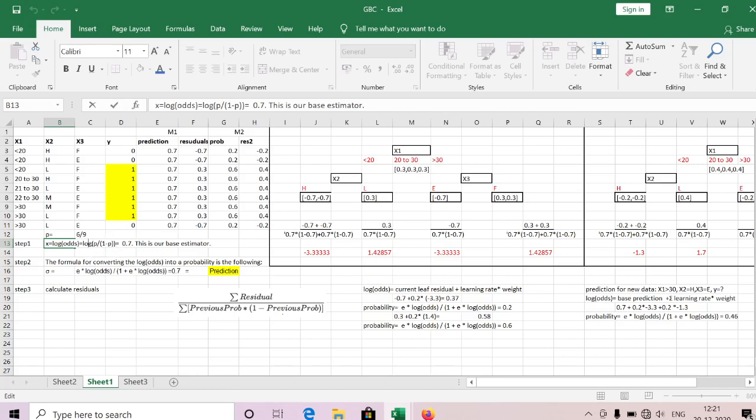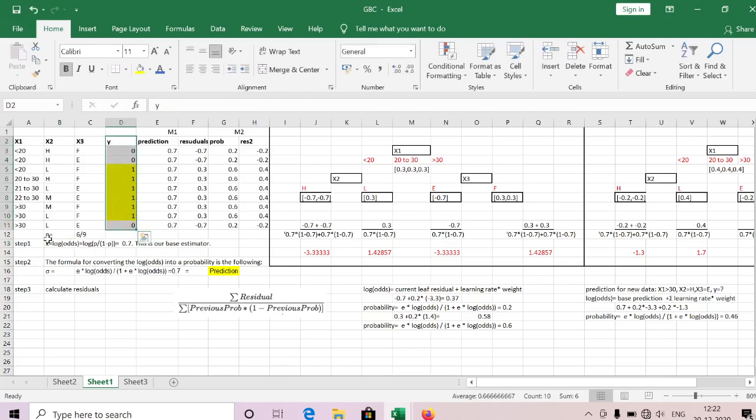Here I need the probability from this target data. Probability equals the number of ones, 6, out of 9. That's why I mention my probability as 6 divided by 9. If I calculate the log of 6/9 divided by 1 minus 6/9, I replace the probability here. Let us assume I got 0.7 as my base prediction. Now I got the log odds.